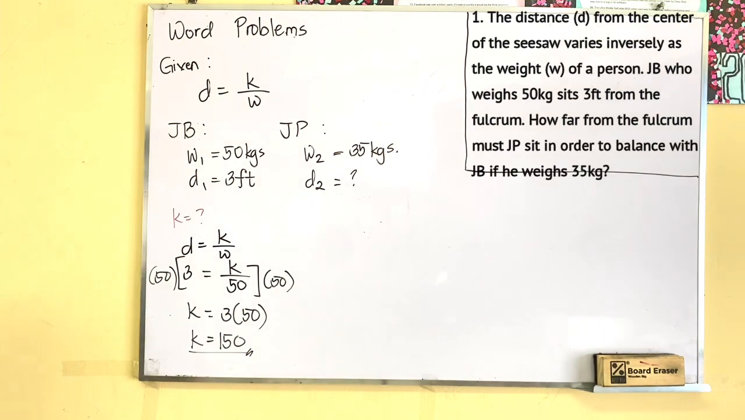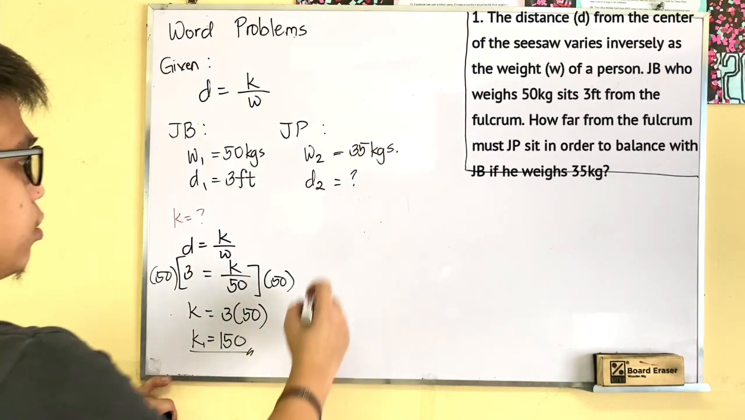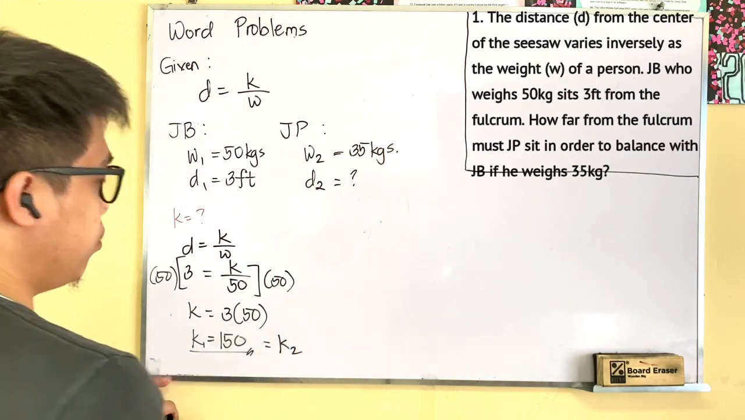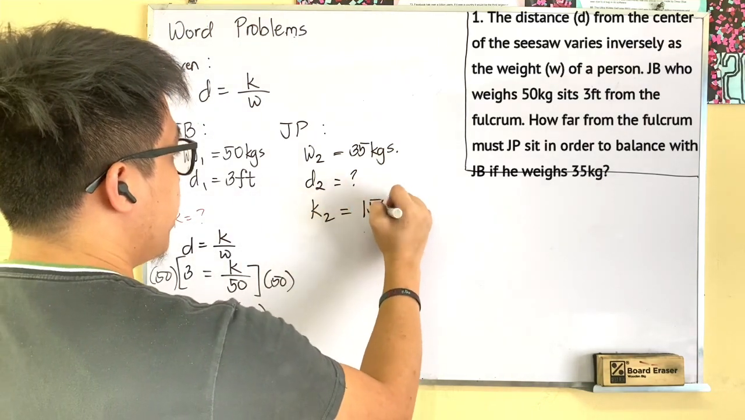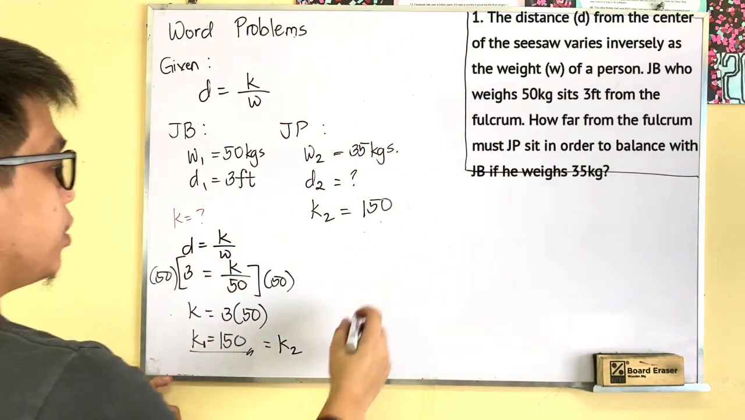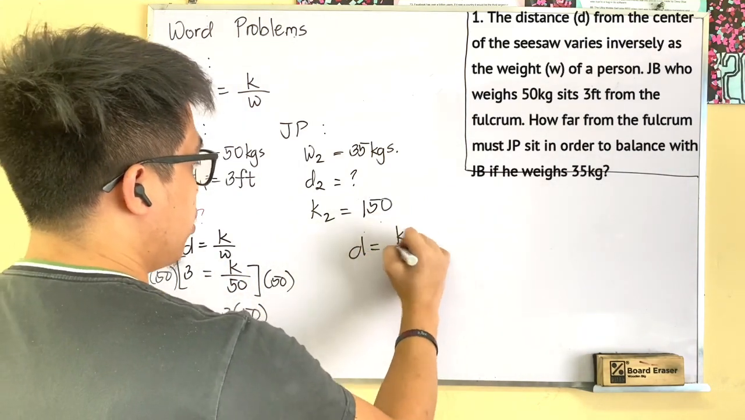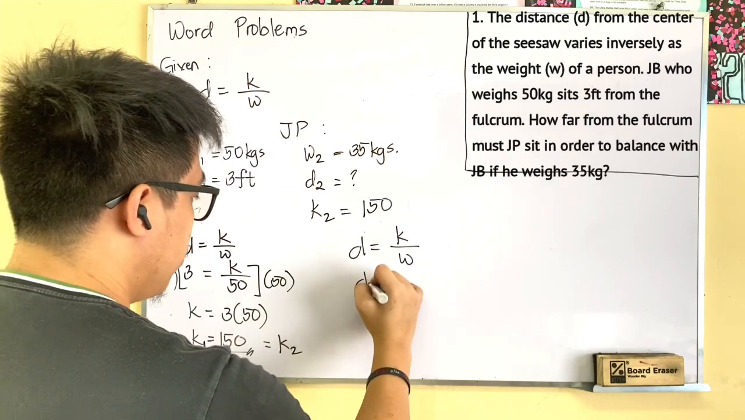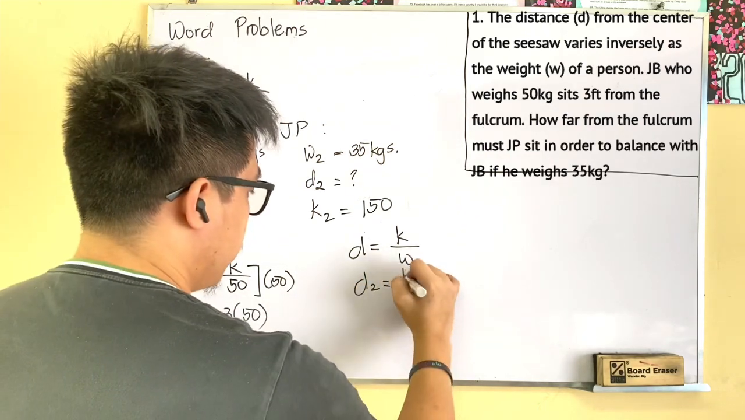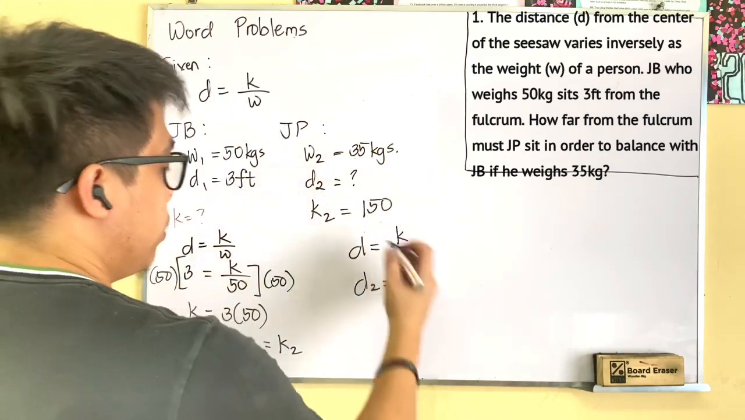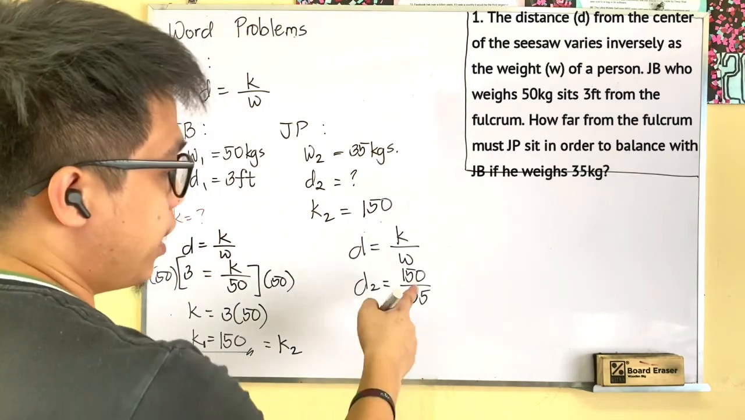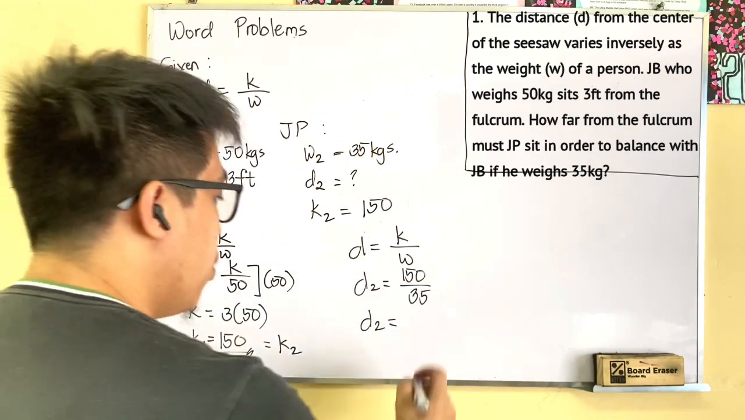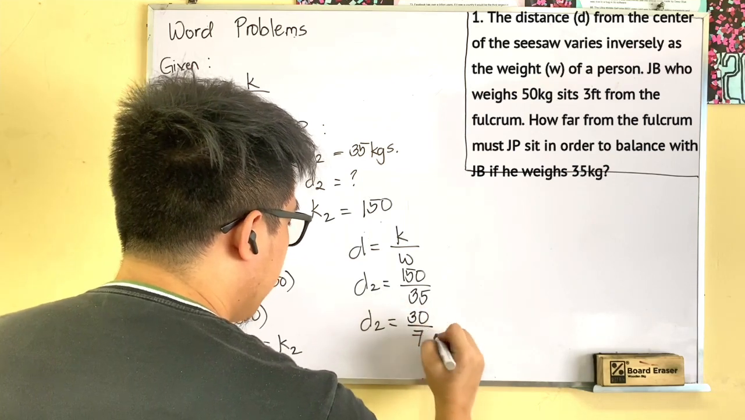And kaya siya sinabing constant kasi hindi nagbabago. Ibig sabihin, yung constant 1 is also equal to constant 2. So napakasimple. Therefore, K here is also 150. And from the given equation, D is equal to K over W. So distance 2, which is the unknown, K, which is 150, all over weight, which is 35. So distance 2 is equal to 150 all over 35 or 30 over 7 feet.